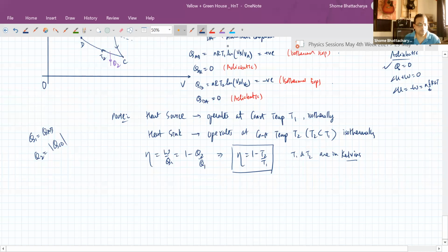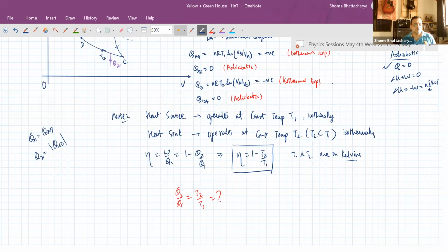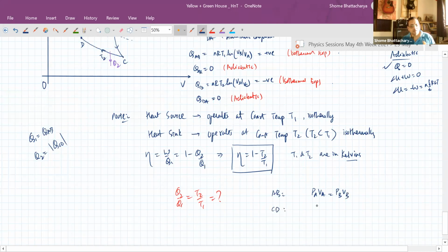Now let's see how we can prove that Q2 by Q1 is equal to T2 by T1. How do we prove this? If you look at the process AB, you have PAVA is equal to PBVB. And if you look at the process CD, that is also an isotherm, so you have PDVD is equal to PCVC.